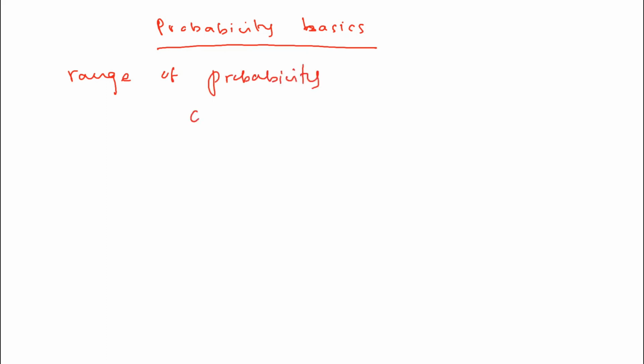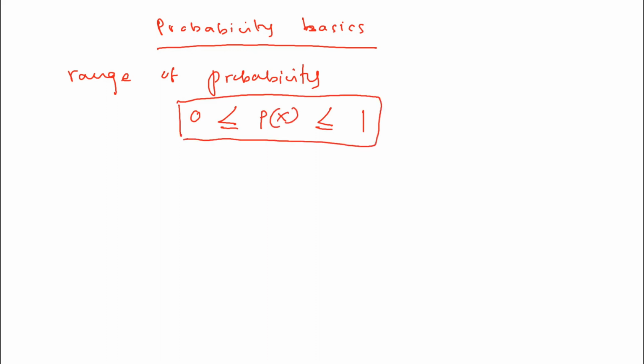So first of all, you need to know what probability means, right? Probability is a numerical measure of the likelihood or chance of occurrence of an event. That is what probability means. And the range of probability is 0 to 1. That means the probability of something happening should be in between 0 and 1.